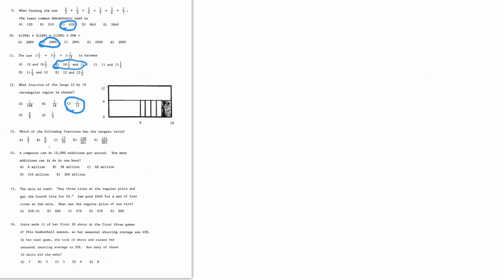Number 13. Which of the following fractions has the largest value? Choice A is 3/7. 3/7 is less than 1/2, because 3.5/7 is 1/2. And choice B is 4/9, still less than 1/2.